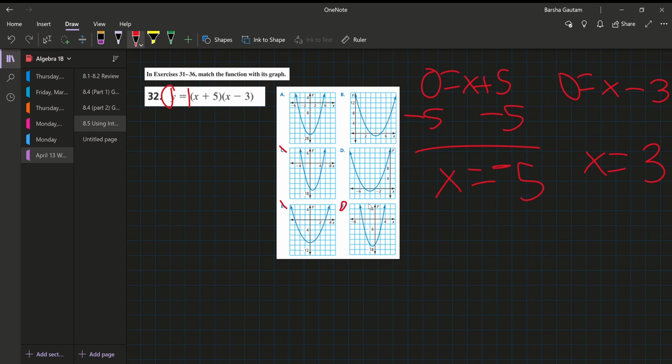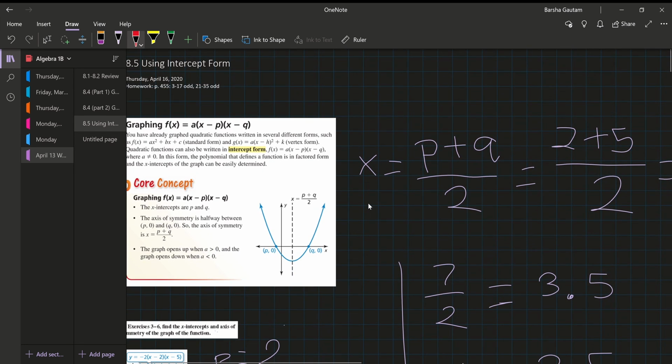Alright, and the homework is page 455, 3 to 17 odd, 21 through 35 odd.